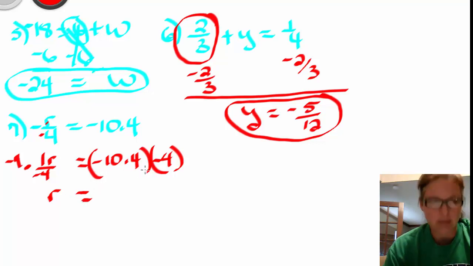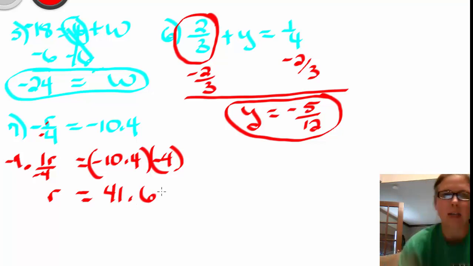Okay, so a negative times a negative is a positive, and it's going to be 41.6 is what I have on my notes. Hopefully I did that right. Okay.